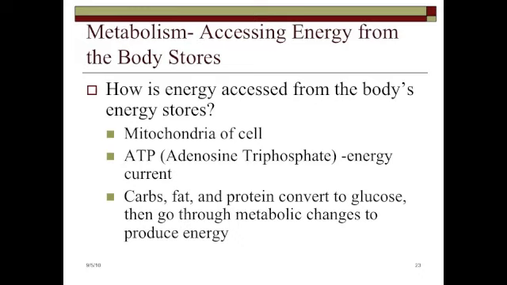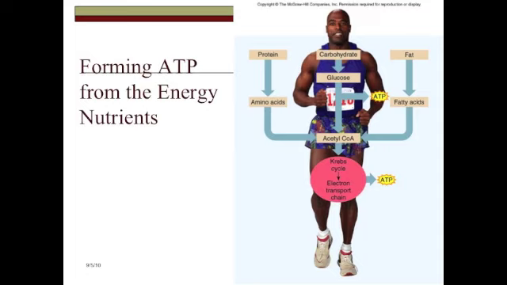cells. Carbohydrates, fat, and protein convert to glucose, then pyruvate, then acetyl-CoA, then enter the Krebs cycle and produce ATP and carbon dioxide. Depicted here is this process. You see that proteins need to be digested into amino acids, carbohydrates into glucose, and fats into fatty acids in order for this to occur.